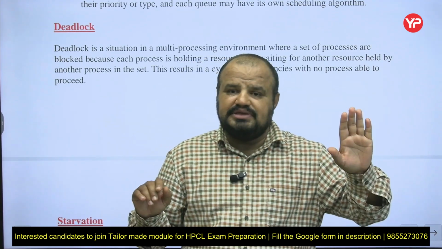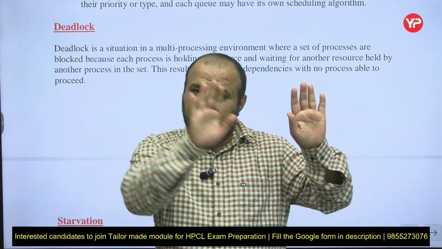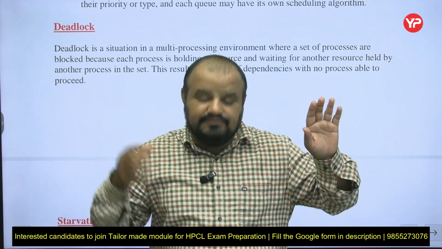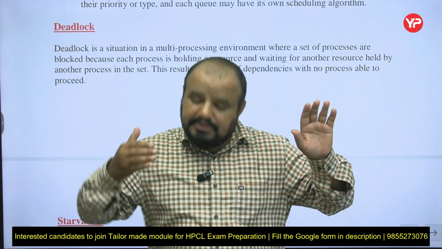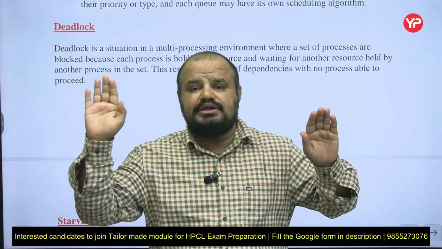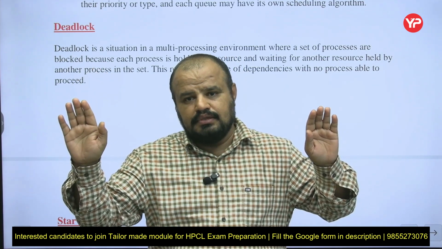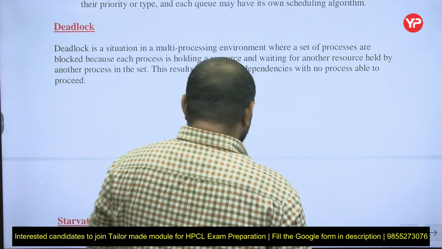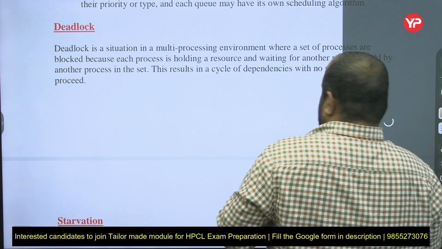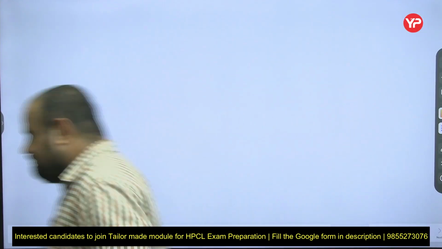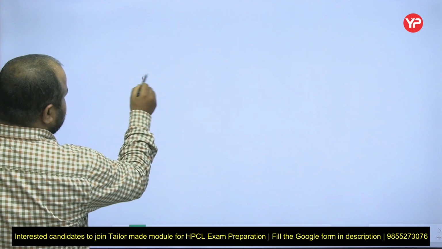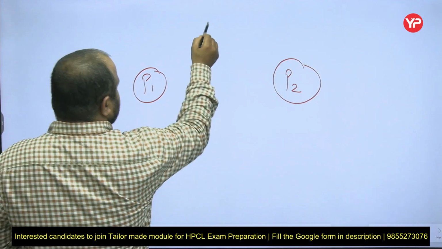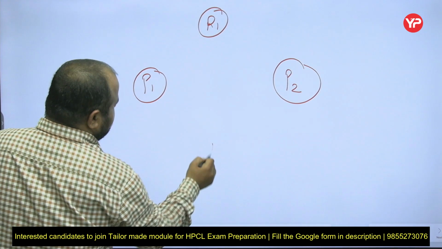Fine. So process P1 requires two resources. It already has one resource and it is requesting the other resource. It is waiting for the other resource. Why waiting? Because that other resource is allocated to the second process. Fine. I am trying to give you an example. See, my dear students, suppose that we have process P1 and process P2, and we have resource R1 and resource R2.